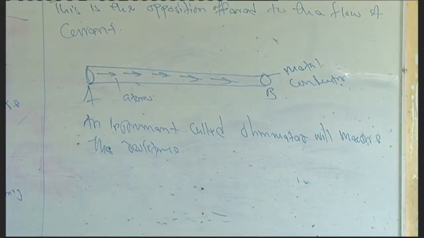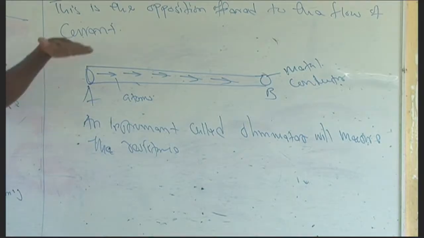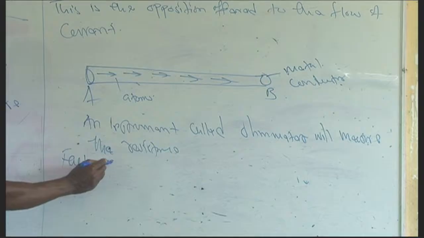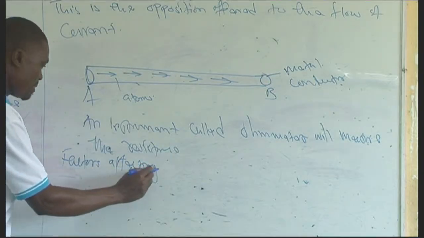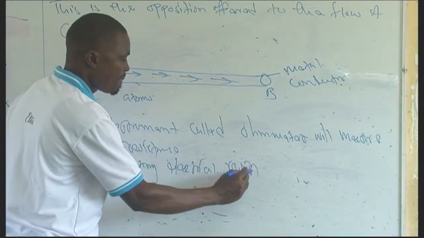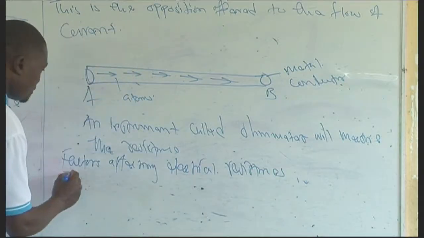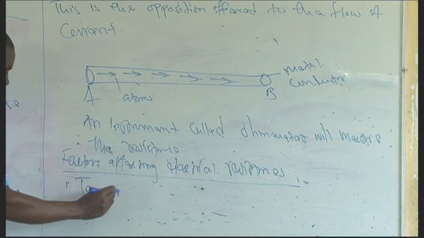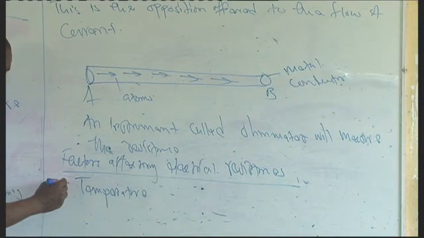So we can know the one which is having higher resistance and low resistance. Now, there are factors which may affect this electrical resistance. One of the factors affecting electrical resistance, one factor is temperature. Temperature, this is how temperature may affect resistance.